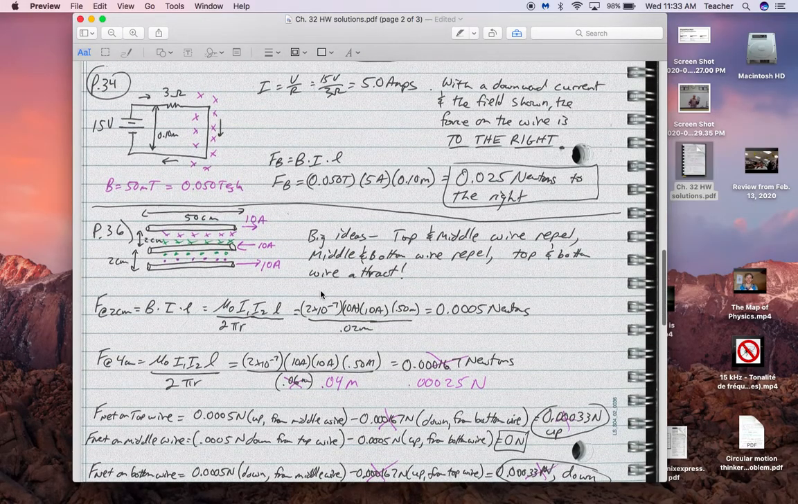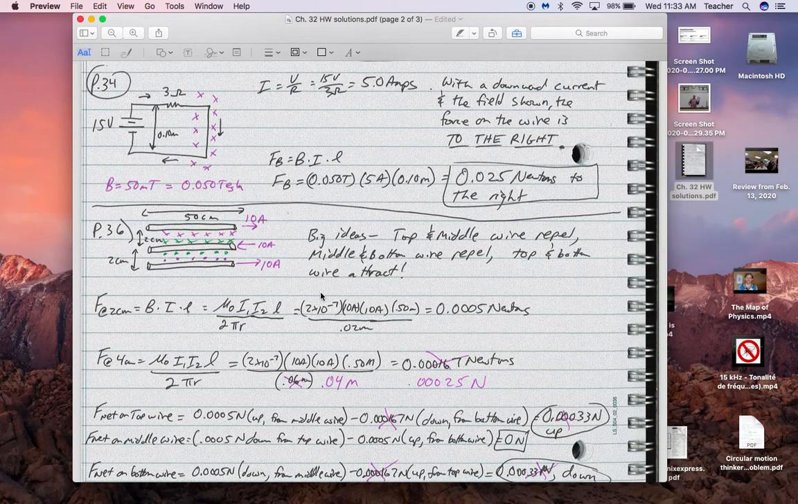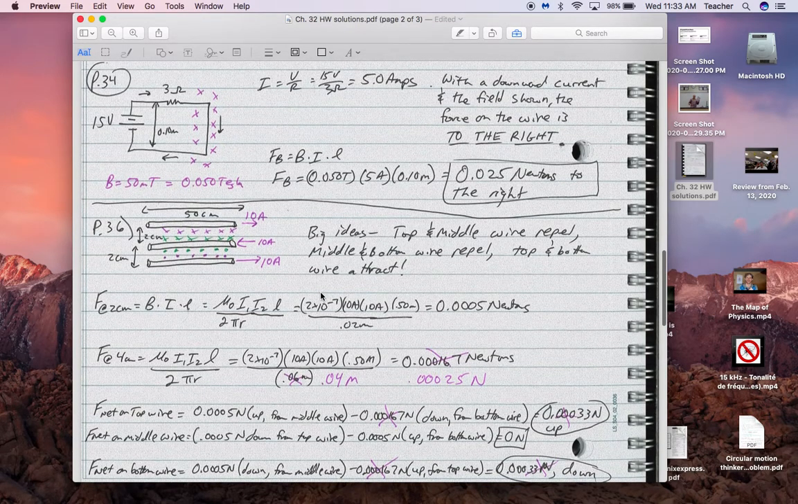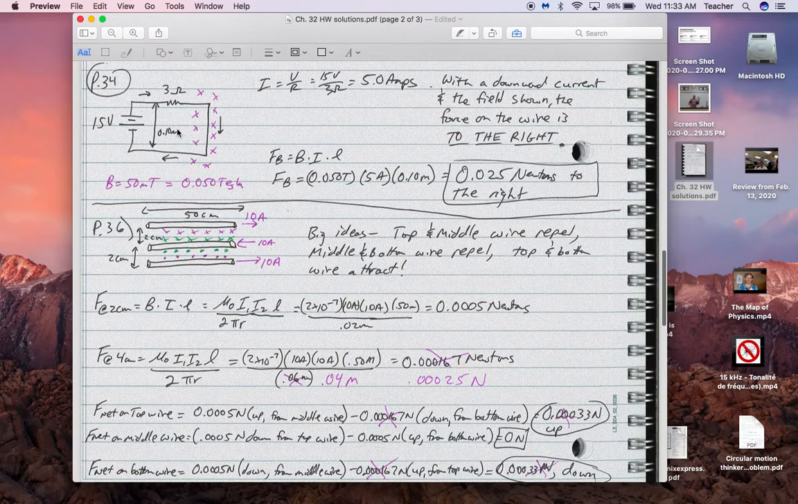For number 34 here, I've got a current that's going clockwise. It's in this particular field. This is a 0.10 meter direction cross section of the wire. Current's going down based on this. We know it's 5 amps of current based on Ohm's law. So with the downward current in the field shown, the force has to be to the right. It's 0.025 newtons.